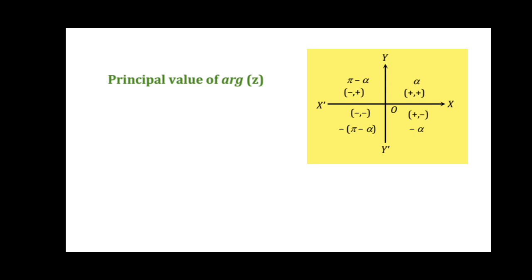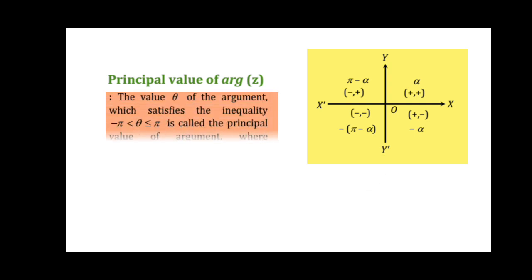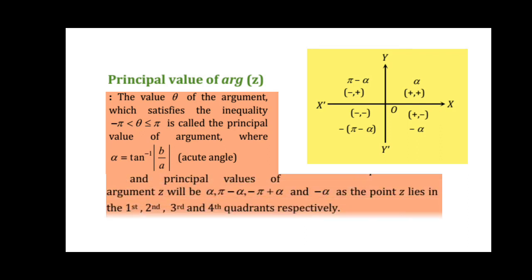According to the signs of the real part and imaginary part, we can find the value of theta. The value of theta which satisfies the inequality minus pi less than theta less than or equal to pi is called the principal value of the argument, where alpha is equal to tan inverse of modulus of b by a, which will be an acute angle.